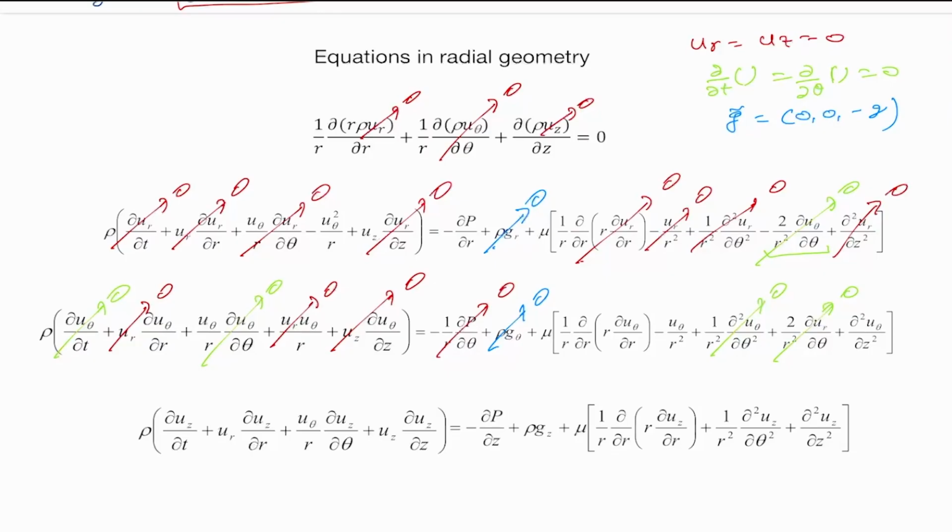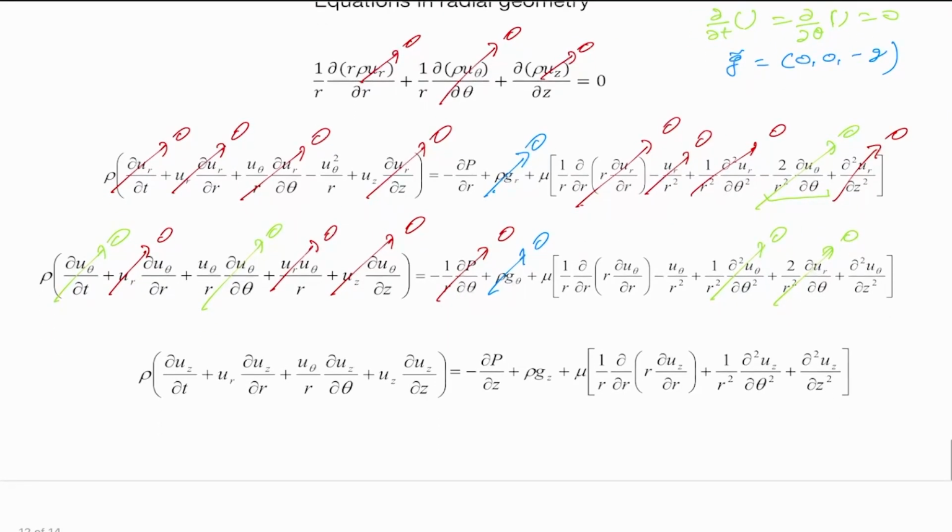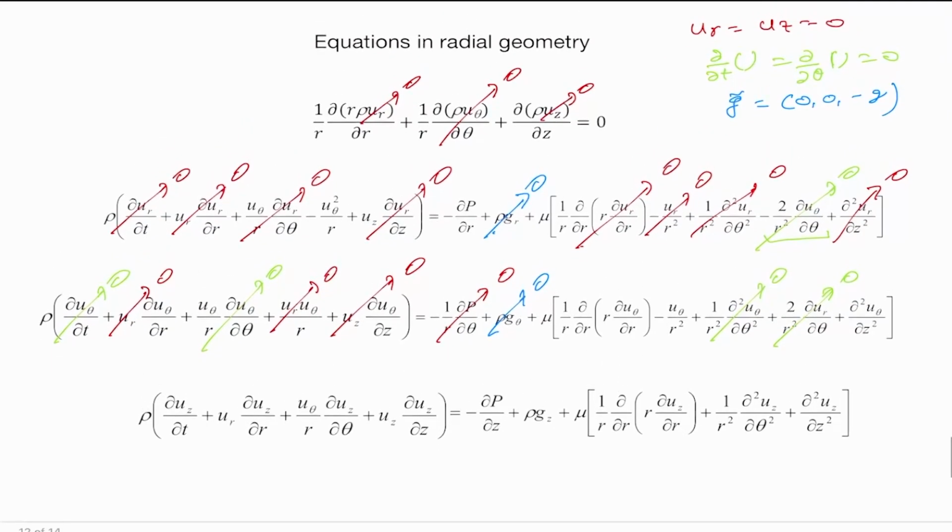Okay, and now let's go to equation number 3, and here again we see that ur and uz are 0, and d by dt is 0, and only these two terms will be surviving, where this one will become equal to minus rho g.